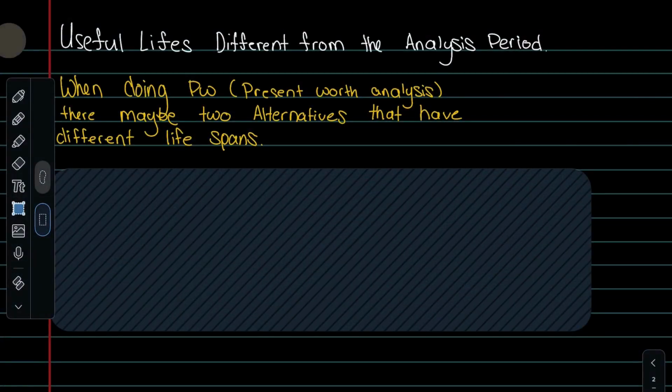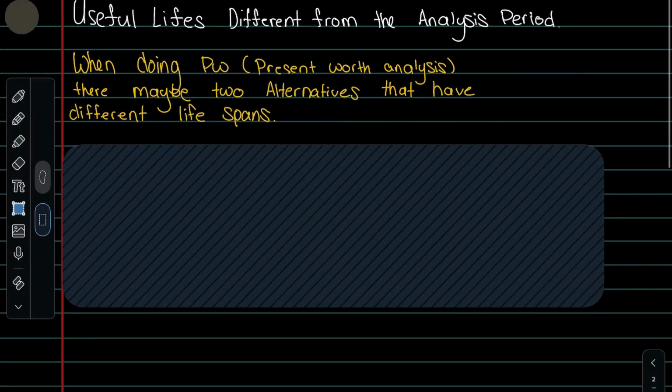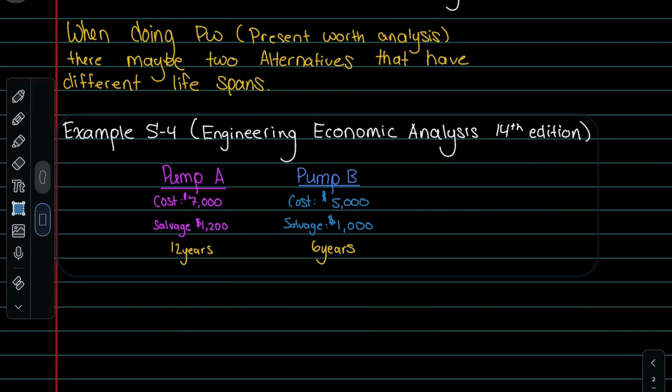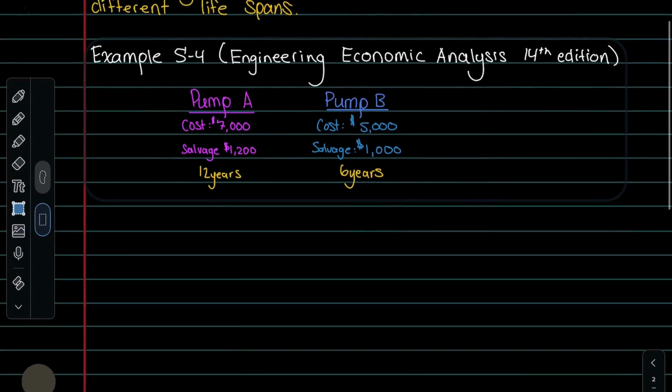Today we're going to be taking a look at present worth value or present worth analysis, taking in consideration two alternatives that may have different lifespans. So what I mean by that is if you take this example, 5.4 from the Engineering Analysis 14th edition, you have a specific pump A and a pump B that are being considered for purchase, right?